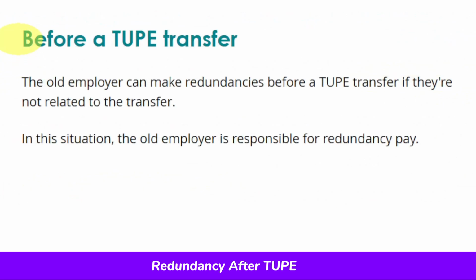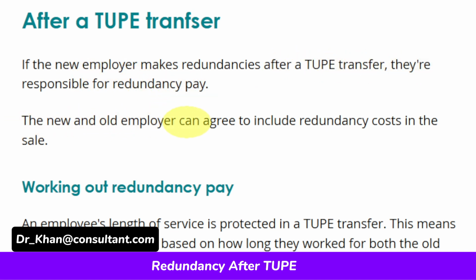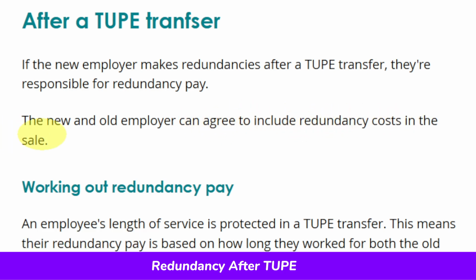Now let's discuss the final part. What about the pay? Redundancy pay. The old employer can make redundancies before a TUPE transfer if they are not related to the transfer. In this situation, the old employer is responsible for redundancy pay. Now let's discuss after a TUPE transfer. If the new employer makes redundancies after a TUPE transfer, they are responsible for the redundancy pay. The new and old employer can agree to include redundancy cost in the sale.